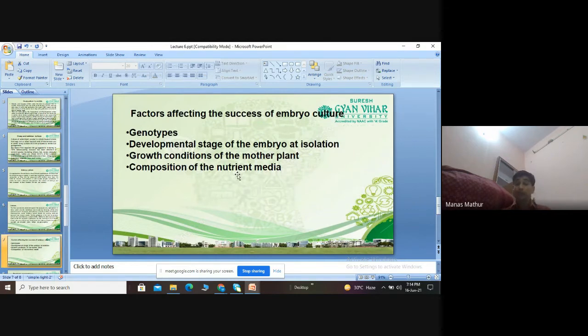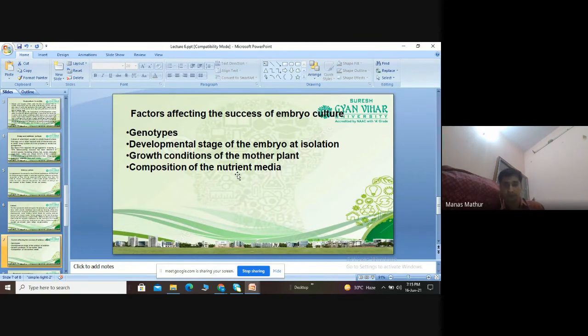Now, I told you what the factors are which affect the success of embryo culture. First, genotype. We should know the genotype of the parents. If the parents are fertile, the genotype will be fertile. If the parents are sterile, nothing can be done. Second, it depends on the developmental stage of the embryo. Embryo should be isolated only at the young stage of the plant, not at the old stage. We know that reproduction can be done only by young people, not by old people. Same concept applies here.